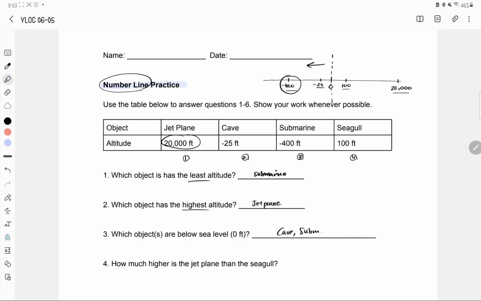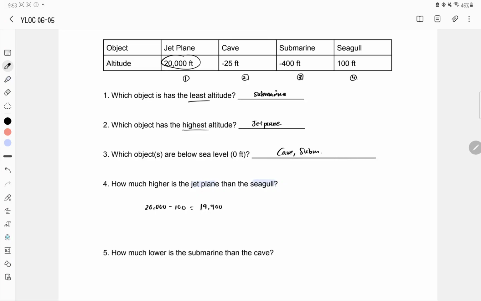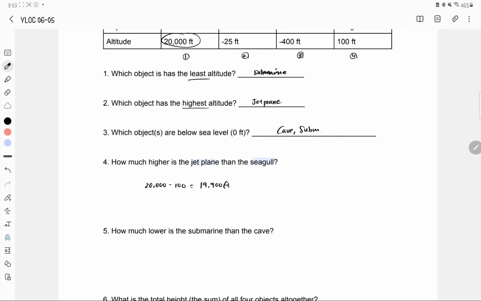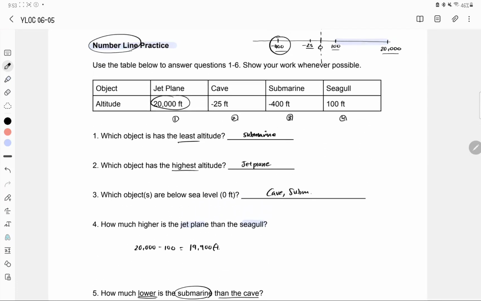In this case, how much greater is the jet plane than the seagull, so you have to find the distance right here. And how do you do that? You simply subtract. Bigger number, subtract 100. And this is going to be 19,900 feet.